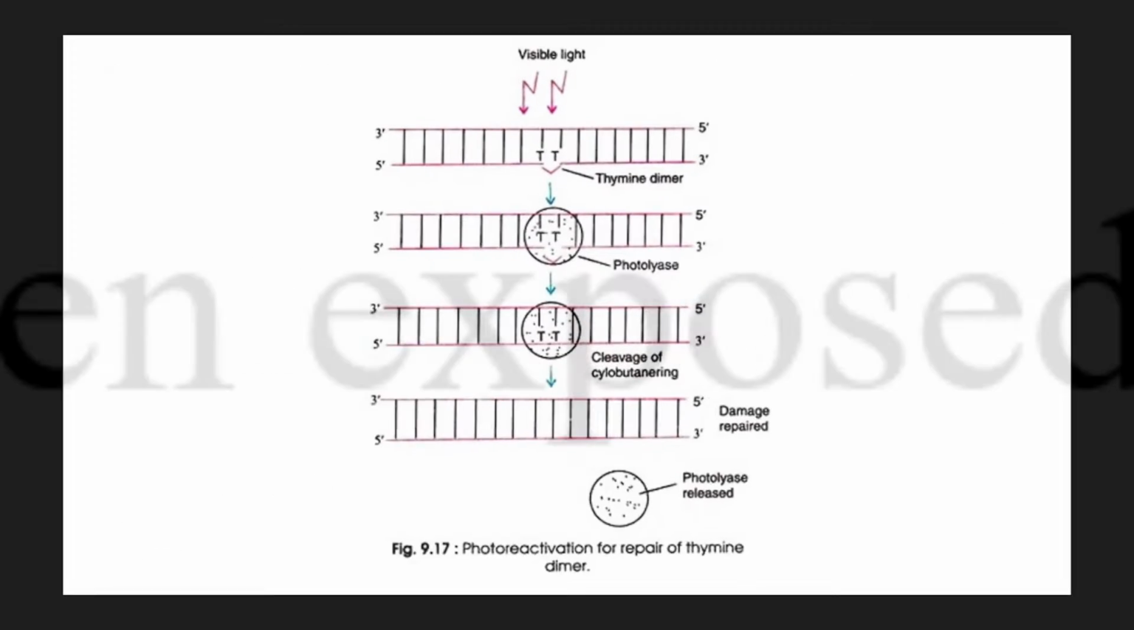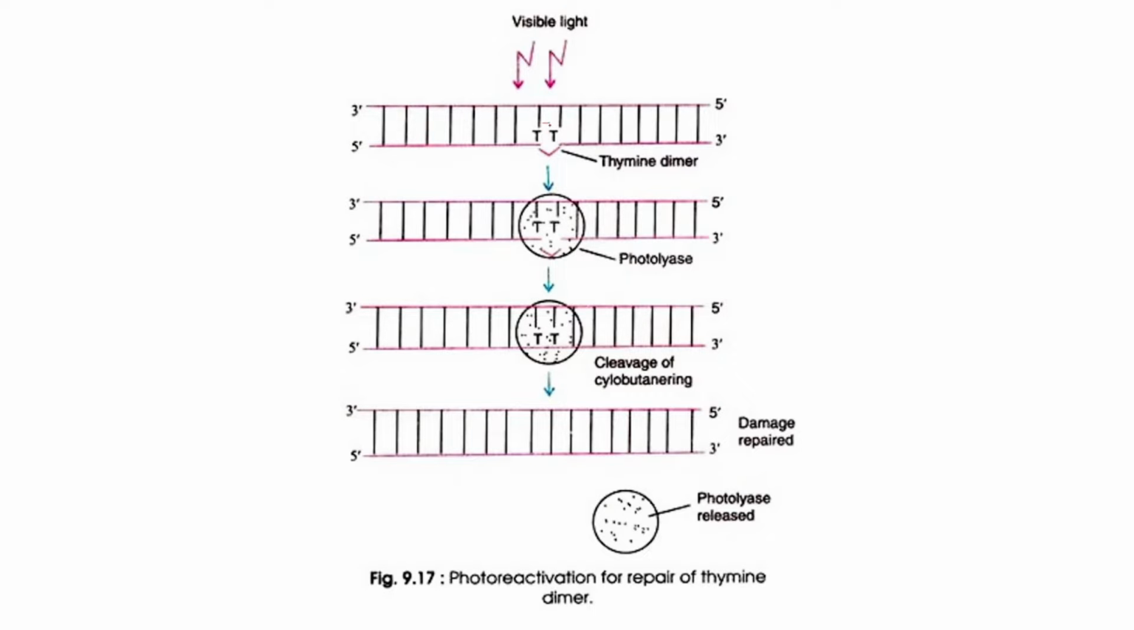Okay, this is a TT dimer here. This is a photolyase enzyme. It cleaves the TT dimer. Here, the photolyase enzyme cleaves the TT dimer, the bond between TT, that is, adjacent pyrimidine bases. The bond is created between adjacent pyrimidine bases instead of the opposite purine base. Okay.